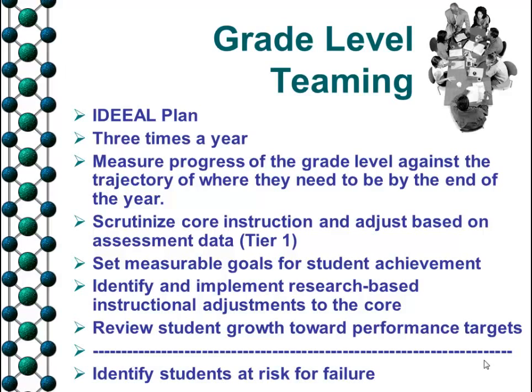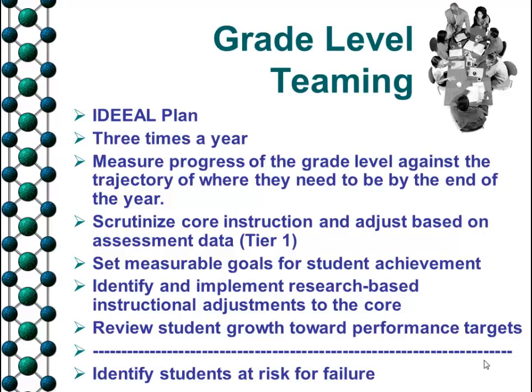If we have students who are not on the trajectory where they need to be, or they slip, our first question is, what is our core instruction doing, and is it enough? Do we need to adjust our core instruction because students at a grade level are not demonstrating achievement of the skills that they need to be on target for the end of year expectations?